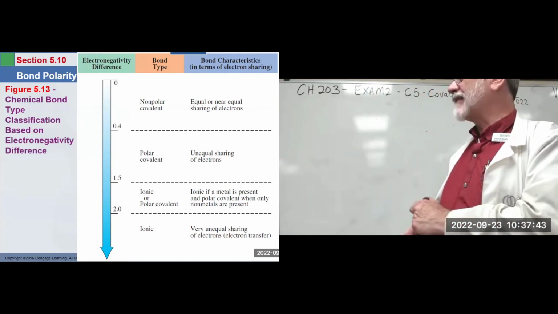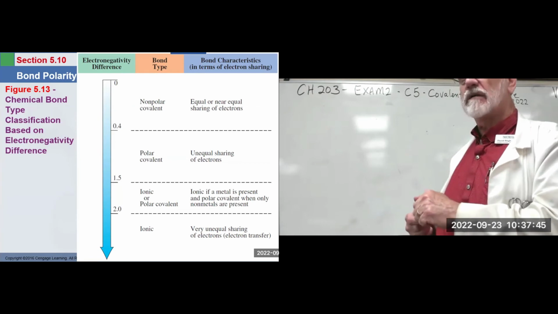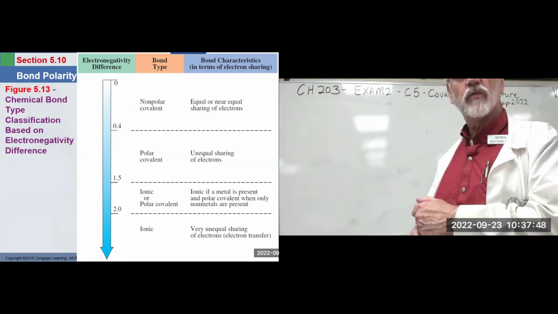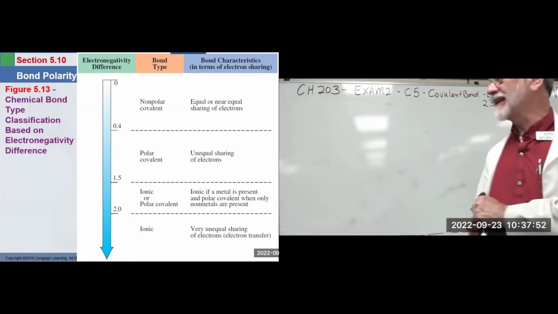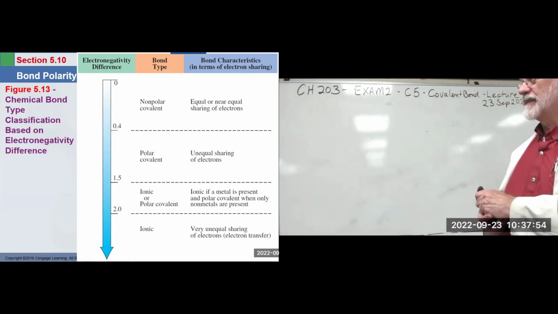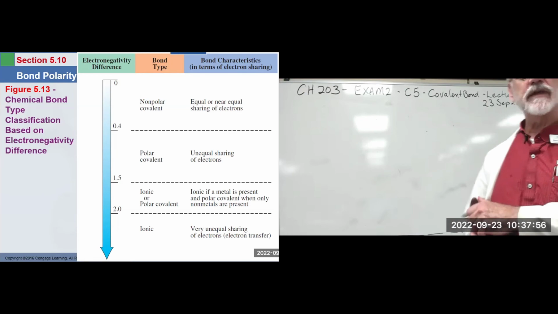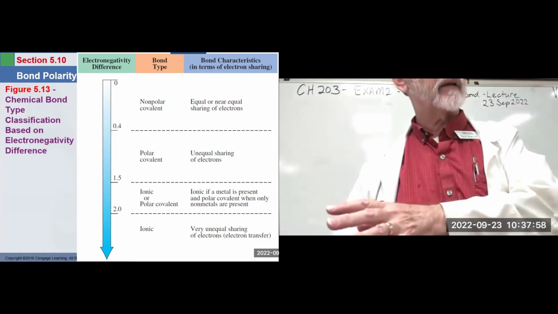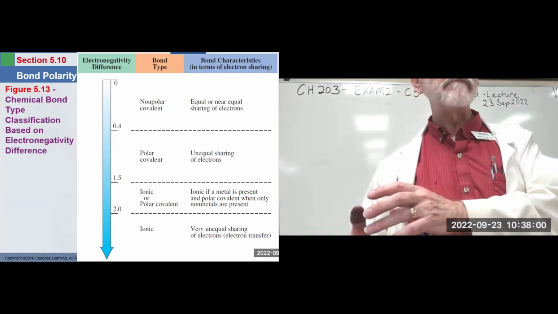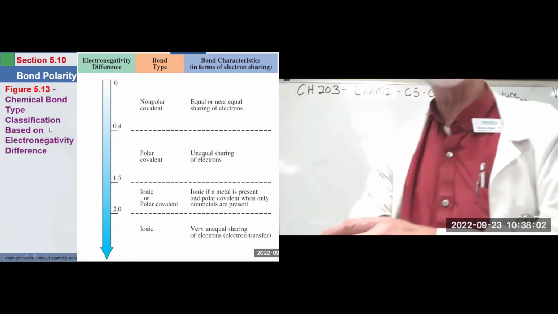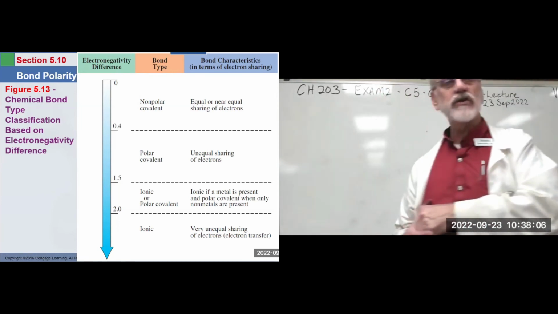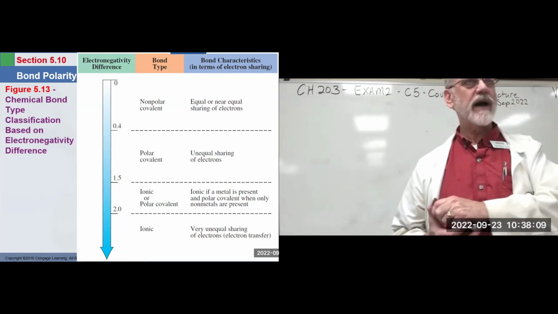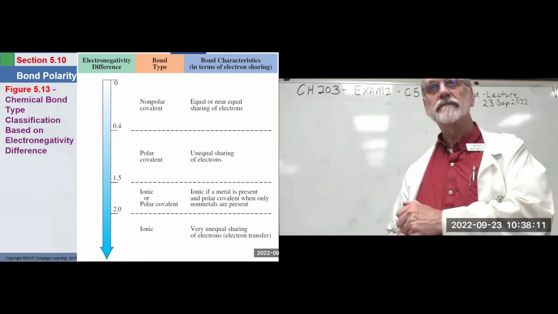And then you have to decide what are the atoms, what are their natures, right? If there's a metal involved, it's probably ionic. If they're two non-metals, then we lean toward the polar covalent. Okay, that's the tiebreaker. If the difference is greater than 2, it doesn't matter. They're ionic. It's an ionic bond.